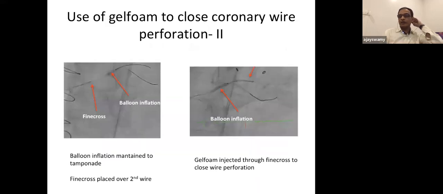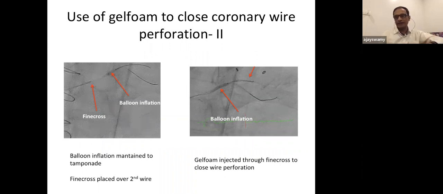The use of gel foam to close coronary wire perforations is an important technique, and this is just an example of the same. We use balloon inflation to maintain a tamponade and then put in gel foam through a fine cross microcatheter into the distal circulation. This is a technique which can easily be done by everybody. Gel foam is available in every OT, everywhere. It's a small little packet of gel foam.